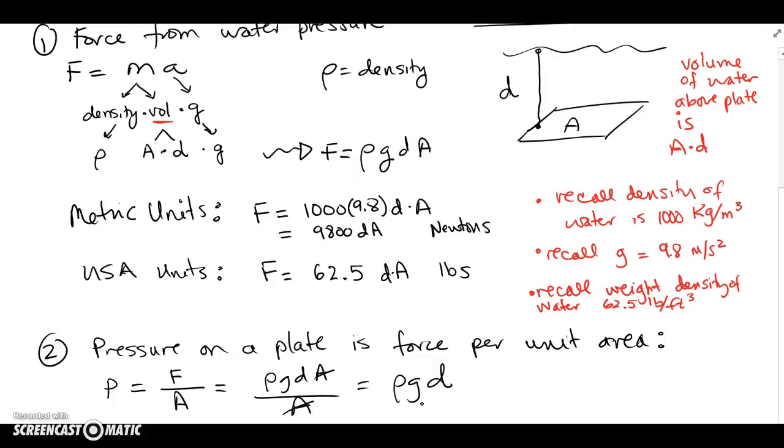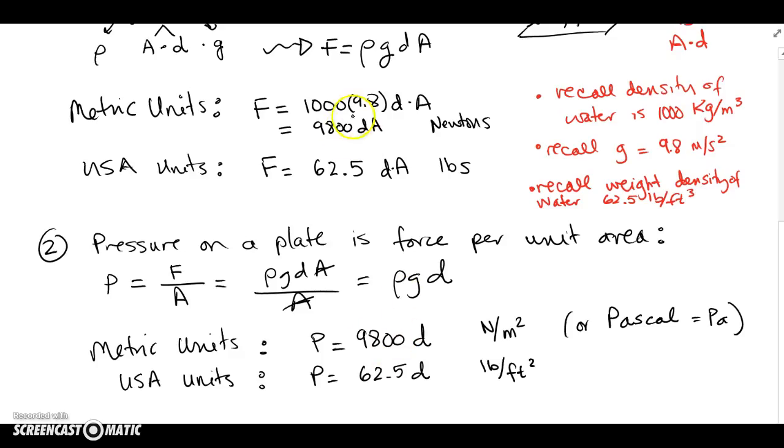Let's go look at the units. So we just modify this a little bit. All I did was take out the area portion because it's just rho g d in each case. And the units for it, well, it's force per unit of area, so it's newtons per square meter, which is also defined as a Pascal, abbreviated Pa. Or it's basically in US units, force, which is in pounds per unit of area, which is square feet.